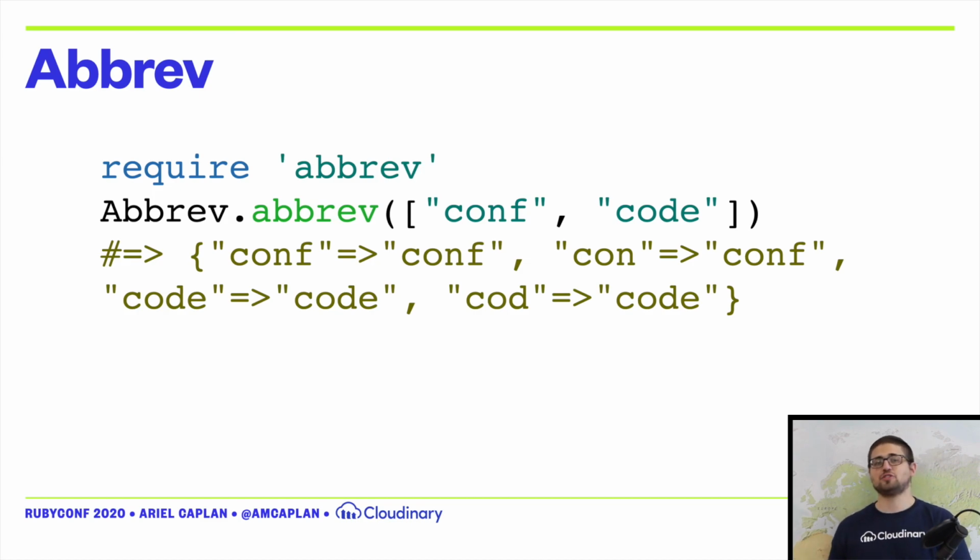It will take an array of strings, and it will tell you what the unambiguous abbreviations are for each of the strings. Given the two strings conf and code, if I type into my command line cod, it's clear that I'm referring to code, so I can just auto-complete that. But if it's conf, then I shouldn't write cod, right? That cod clearly refers to code. So that's the idea of the Abbrev library. It helps us take an abbreviation and figure out what someone's referring to based on a set of options.